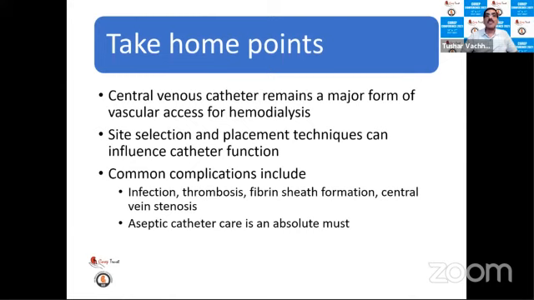So, take-home points here: the catheter is one of the key ways in which we dialyze, but it comes with its own set of problems. It's important that the common complications are recognized early enough, such as infection, thrombosis, and fibrin sheath formation. And aseptic care of the catheter is an absolute must.